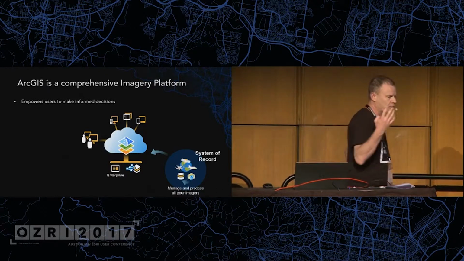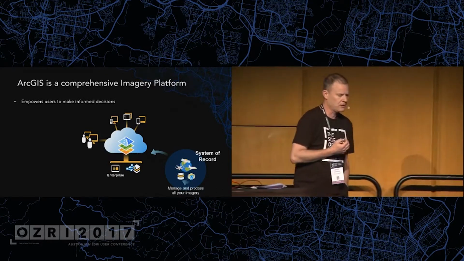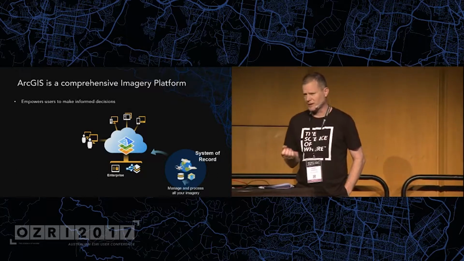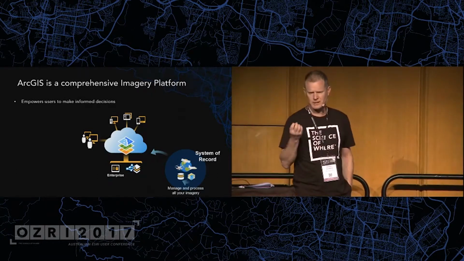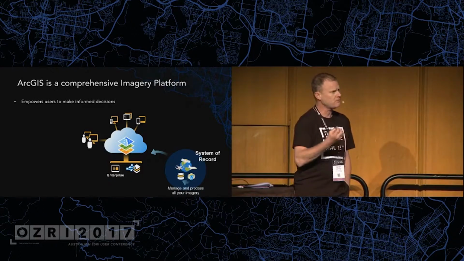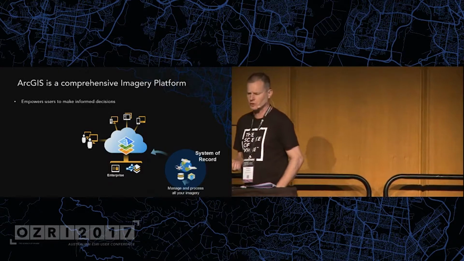And we see imagery being used in 4 principal areas. The first one is the system of record. What do I mean by that? Well, it's the space where you actually manage that imagery, where you make it available to people inside your organisation.